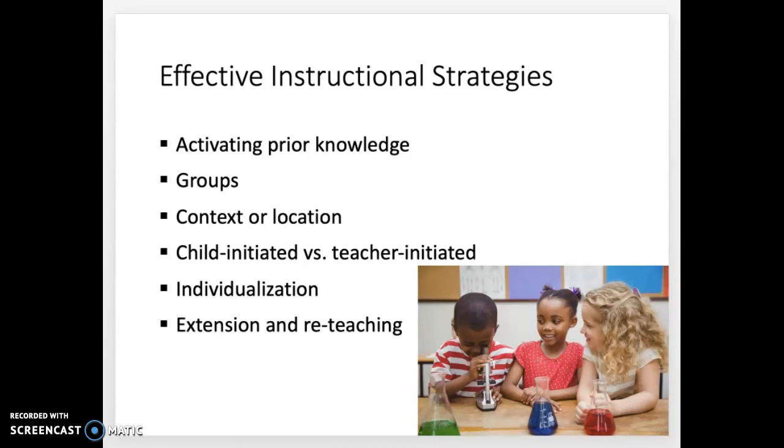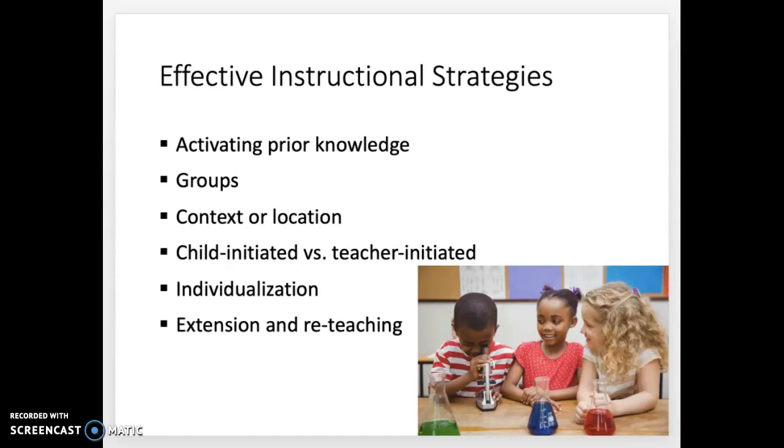Now, let's talk about a couple of strategies that have been found to be effective, meaning that when they are looked at or assessed or researched, they're found to move student achievement forward. That's how we're going to define effective instructional strategies. One thing that is important to understand is that not all effective instructional strategies will be effective for all learners.